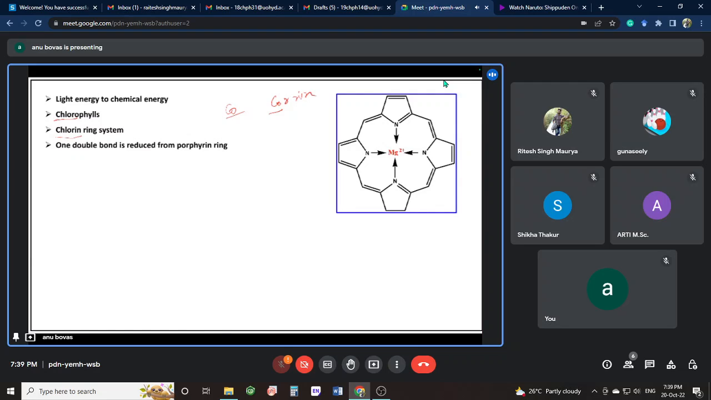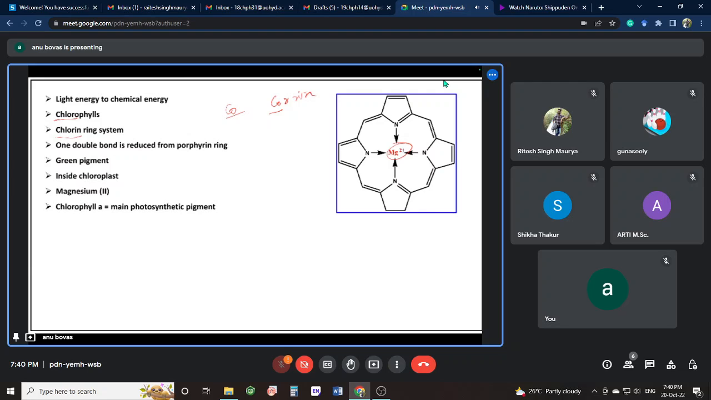What happens is that in the porphyrin ring, if you remember, we had 11 double bonds. But in this case, one double bond is reduced and we have only 10 double bonds. So one double bond is reduced from the porphyrin ring, and then we get the chlorin ring system. It is green in color and present inside the chloroplast. And we have to know the central atom. What is the central atom present? It is magnesium 2 plus in the case of chlorophyll.